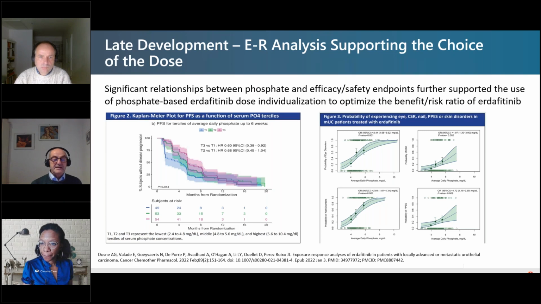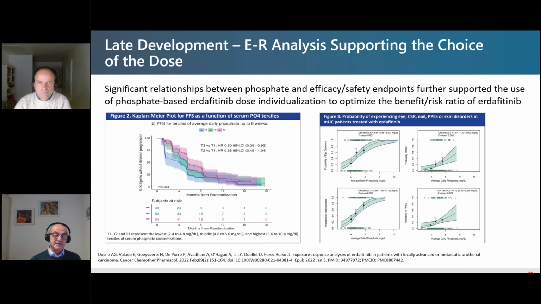The exposure response analysis indicated an association between increased exposure and increase in progression-free survival that can be seen in the left-hand side plot, and also indicated the significant association between phosphate concentration and some of the toxicity endpoints, such as nail toxicity, eye disorder, central serous retinopathy, and Hansen-Foot syndrome. This analysis further highlighted the sweet spot to be sustained in terms of phosphate concentration to optimize the therapeutic benefit of erdafitinib while minimizing adverse events, essentially a region between 5 and 7 milligram per deciliter.